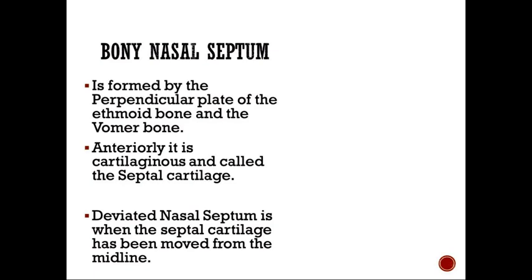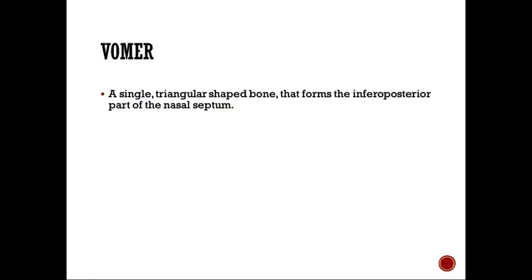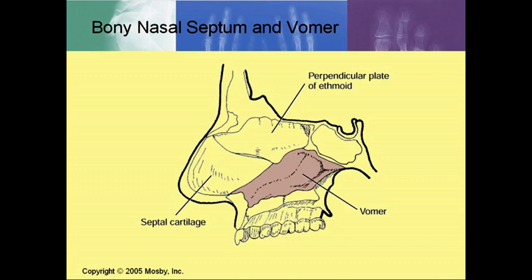Bony nasal septum is formed by the perpendicular plate of the ethmoid bone and the vomer bone. Anteriorly, it is cartilaginous and called the septal cartilage. Deviated nasal septum is when the septal cartilage has been moved from the midline. The vomer is a single triangular shaped bone that forms the infero-posterior part of the nasal septum. And you can see the vomer bone here, as well as the septal cartilage and the perpendicular plate of the ethmoid bone.